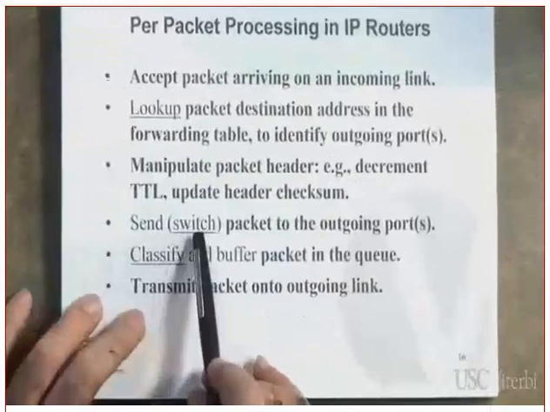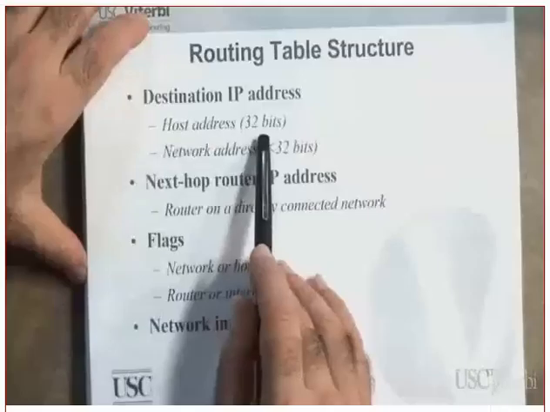What does it mean? U means the router is up. H means the route is to a host. D means the route was redirected.